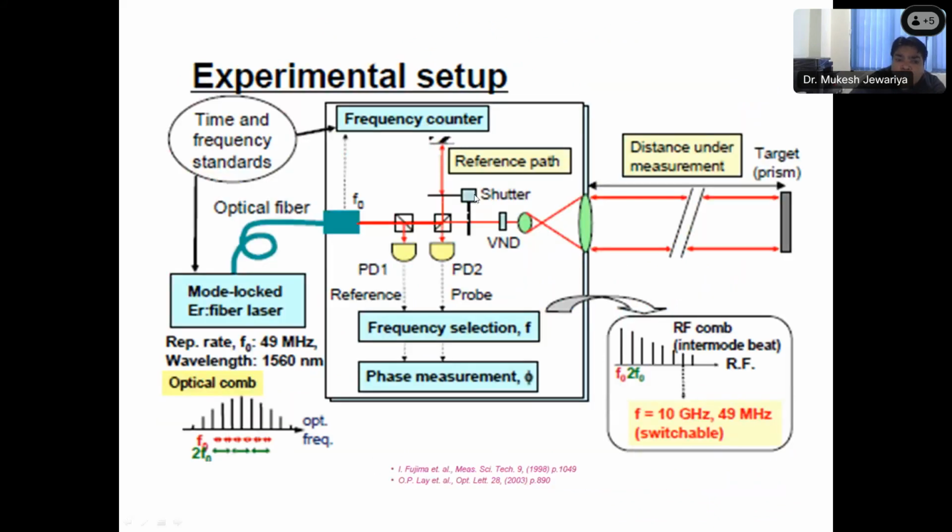So how do we do it? We have a comb here. We make an interferometer and then we measure the distance using this interferometer. Because your frequency is fixed, your C is fixed. Using this, you know F and 2F, and between these two is also F. So the frequency is fixed and then you can measure the distance or wavelength, you can see.